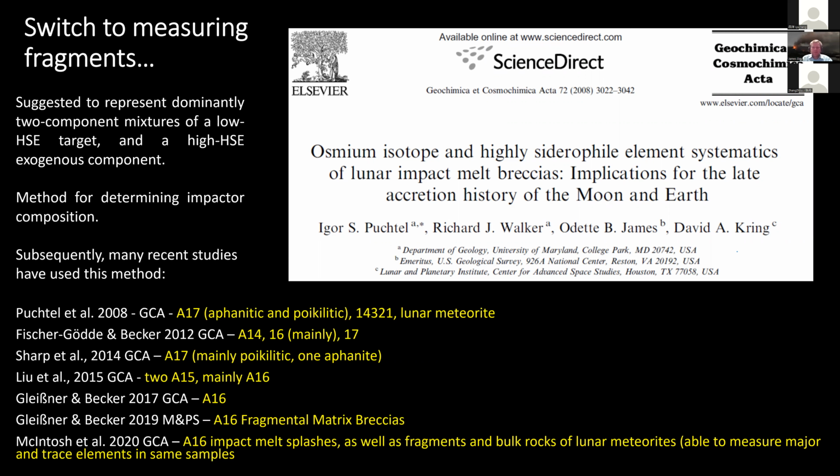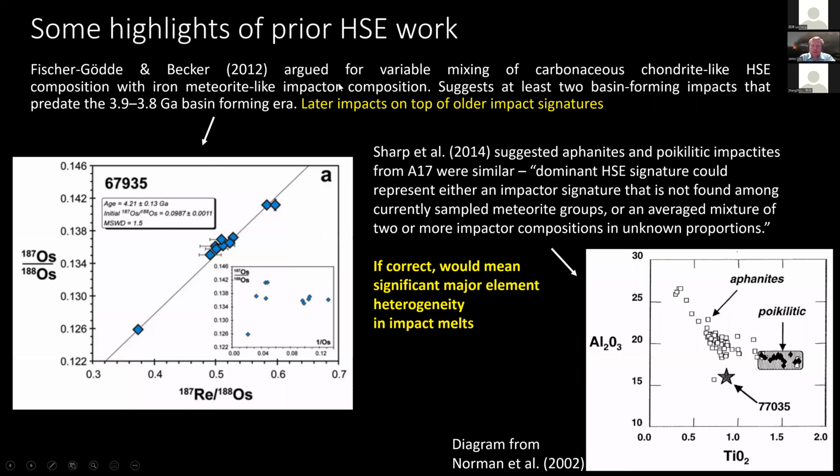Just to highlight some of these studies, one of the highlights was Fischer-Gödde and Becker in 2012, who got an isochron, or an apparent isochron, for one of their impactites that suggested a very old age of about 4.2 plus or minus 0.1 billion years. Clearly not consistent with late heavy bombardment, and suggesting an iron meteorite-like impactor at the Apollo 16 site in this particular sample.